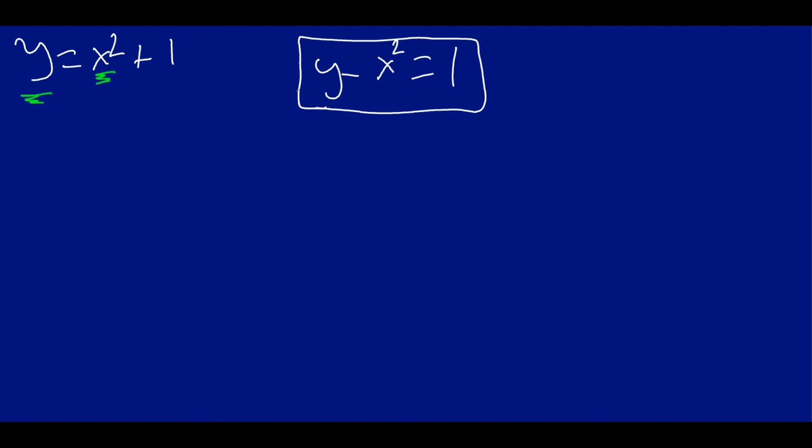Let's go ahead and move on here. Now, here's our example that we're going to go through: x squared plus y squared equals 16.